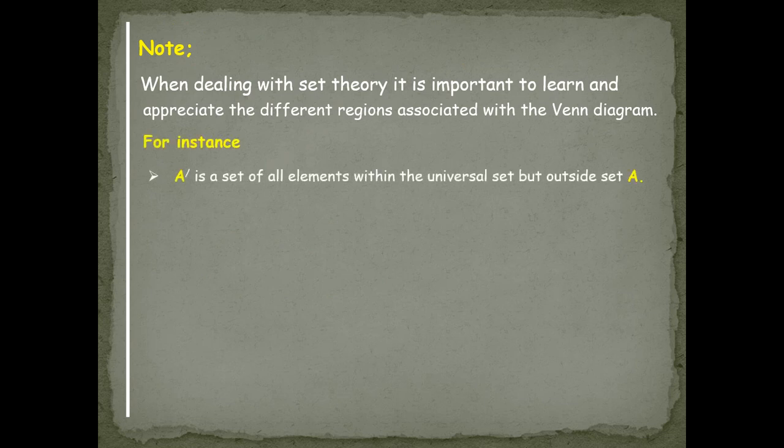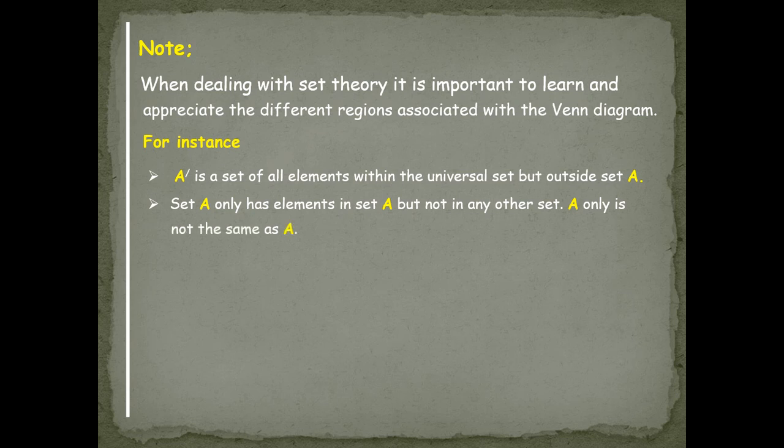For instance, when I talk about set A complement, it is a set of all elements within the universal set but outside set A. The other key point that we need to note: set A only has elements in set A but not in any other set. We must appreciate that set A only is not the same as set A. See the figure below.